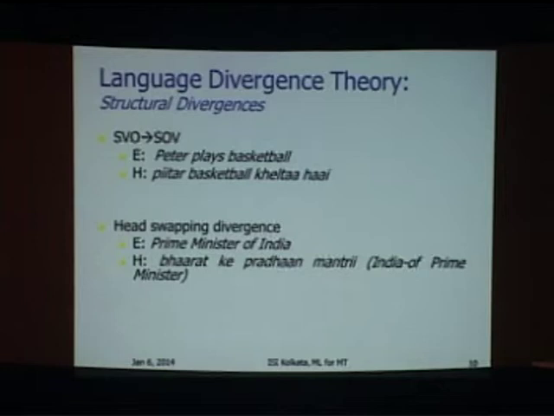The next divergence is structural divergence. SVO to SOV. Peter plays basketball. Peter basketball khelta hai. The verb plays has moved to the end of the sentence. Okay? So subject verb object has become subject object verb. So this is a very common divergence. Japanese, for example, is SOV. So we believe the translation between Japanese and Hindi is an easier task compared to English to Hindi or English to Japanese.